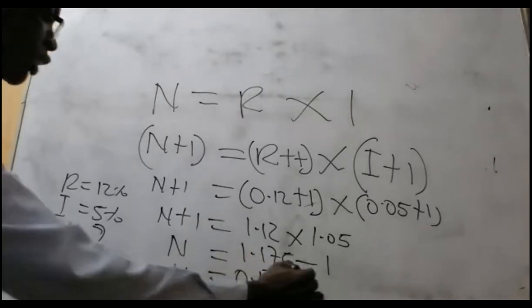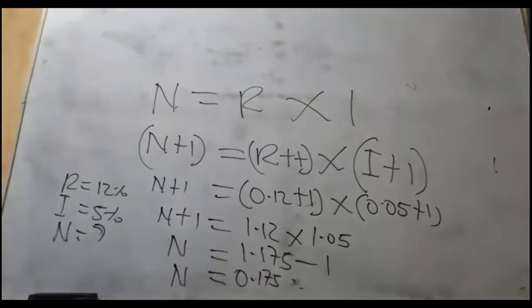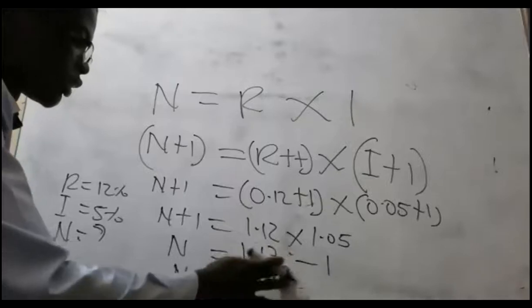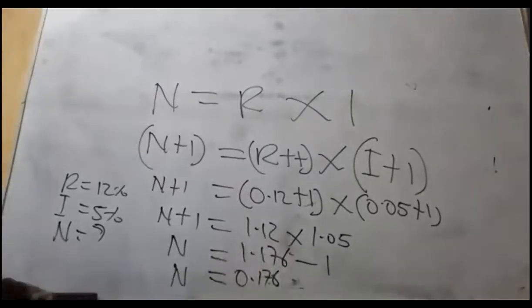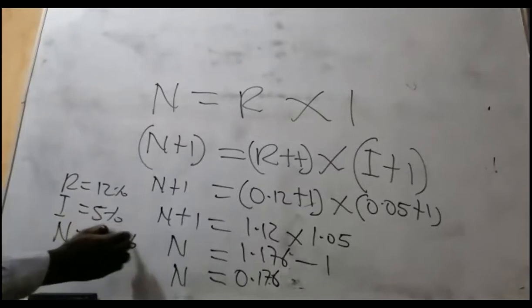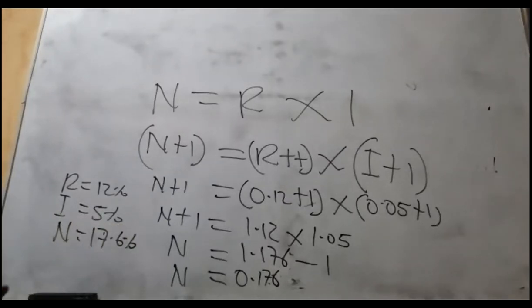So therefore, the answer will be n is equal to 0.176, which is equal to 17.6%. You multiply this one by 100, it will be 17.6%. So therefore, nominal rate will be 17.6%. We are done. Perfect.